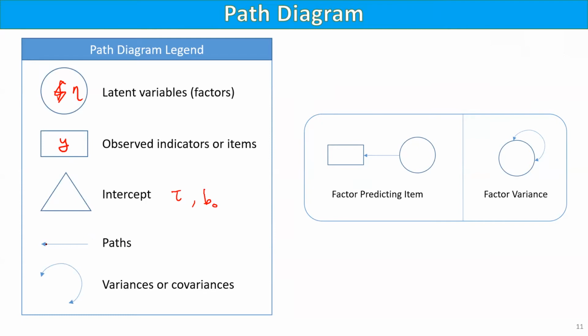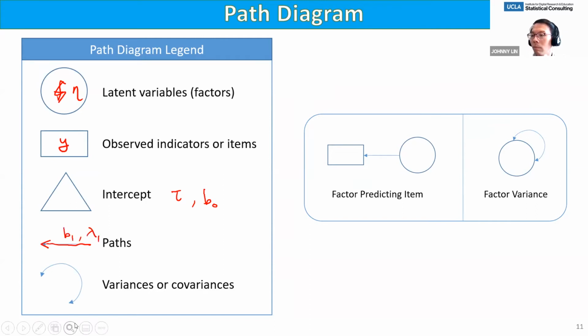And then this is a path, right? So what goes in here? This could be your beta 1, or it could be your lambda. That's your path. And then this is a variance, if that's one arrow. If you have 2 arrows, it's called the variance or covariance. So remember, what was one of our variances? That was the psi, right? That's the variance of the factor. So those are the basic elements of the path diagram.